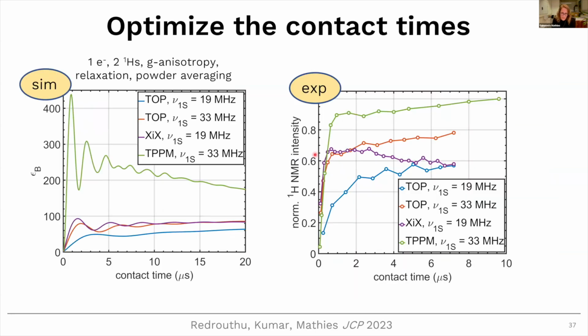We need to optimize the contact time, that's how long we apply our pulse sequence. We also did numerical simulations here, taking into account also g anisotropy and relaxation. You see on the right our experimental results, but the simulations here don't match that well. In particular, from our analytical description of the pulse sequences, we know that the transfer is fast for TPPM, slightly slower for XiX, and then still slower for TOP DNP. But in the experiments, we saw that this doesn't quite work that way. I'll come back to that at the very end of my talk.